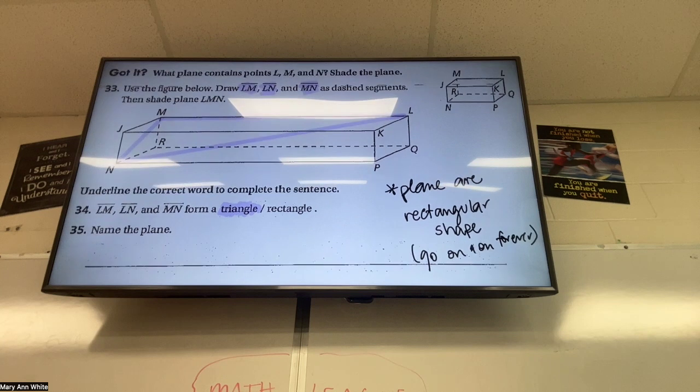That being said, there is one more point that should be on this plane. What other point should be on the same plane as L and M and N? I think you know, right here. What other point, if I were to extend that plane, should be part of that plane?